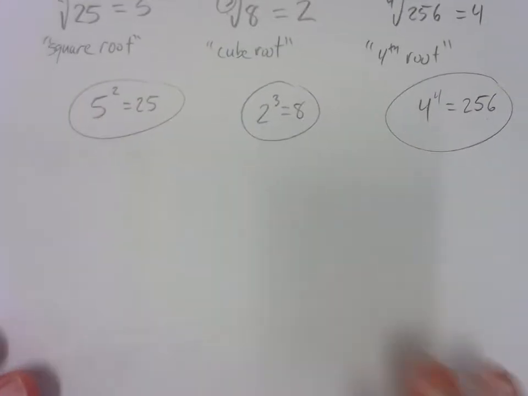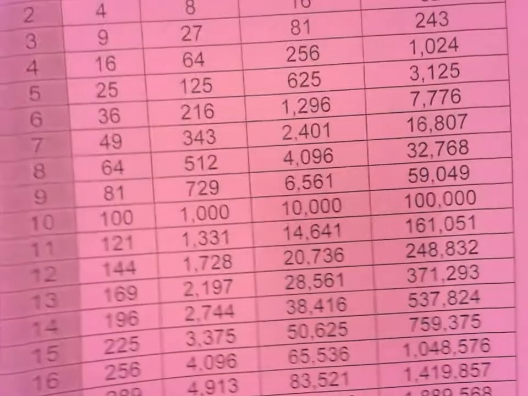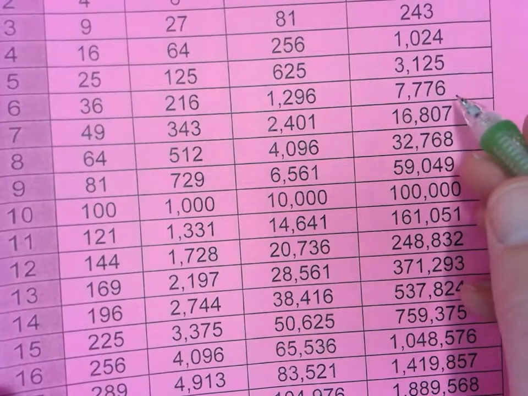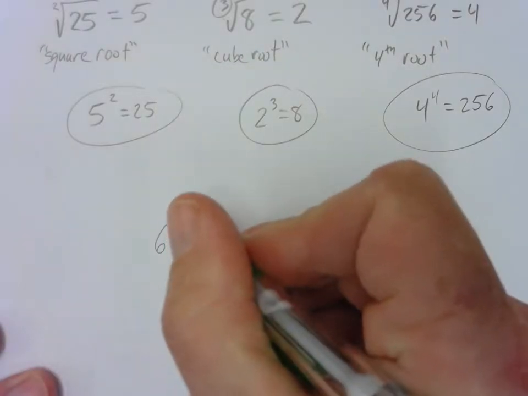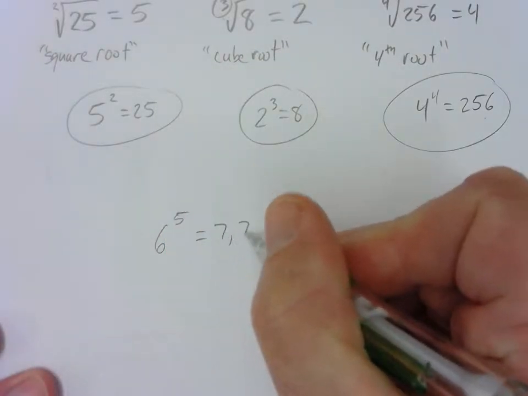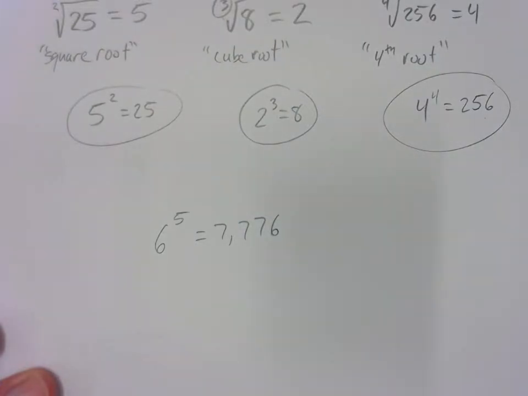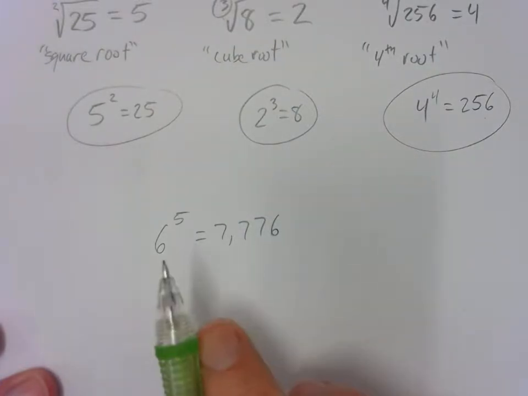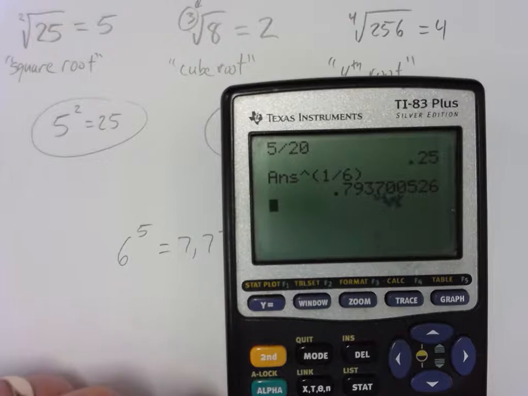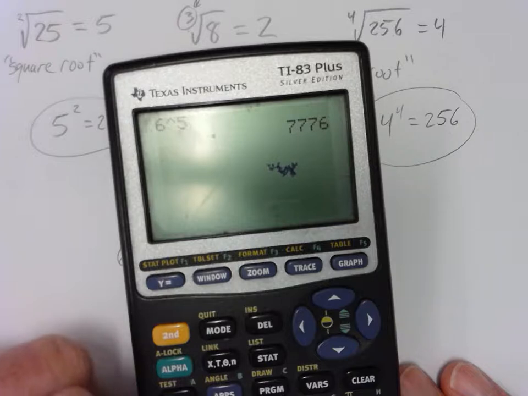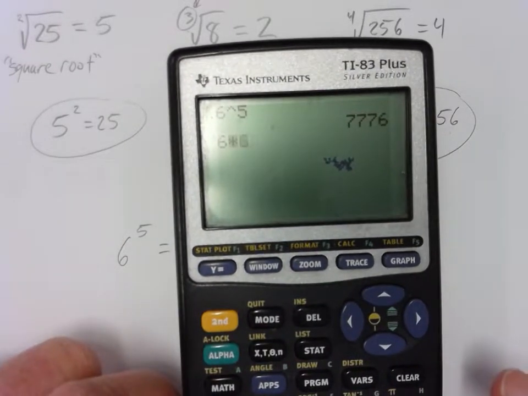Now, one of my favorite relationships on this colored paper is 7,776. I call that America plus 6,000. Get it? It's America and then 6,000 more. So that would be 6 to the 5th power is equal to 7,776. So that's 6 times 6 times 6 times 6 times 6. I think I said 5 of them. And to prove that to you, I'll go to the calculator here. We'll say 6 to the power of 5 is equal to 7,776, which is 6 times 6 times 6 times 6 times 6. There we go.